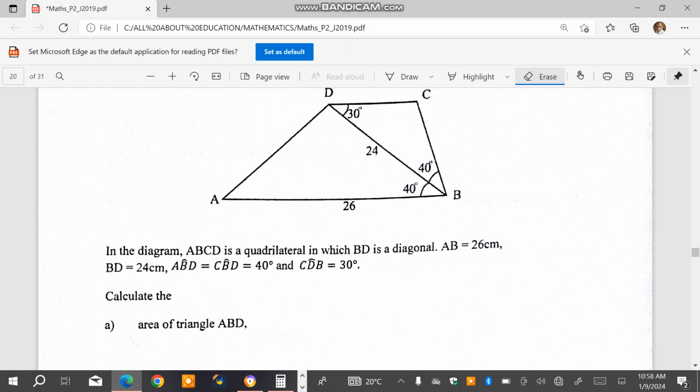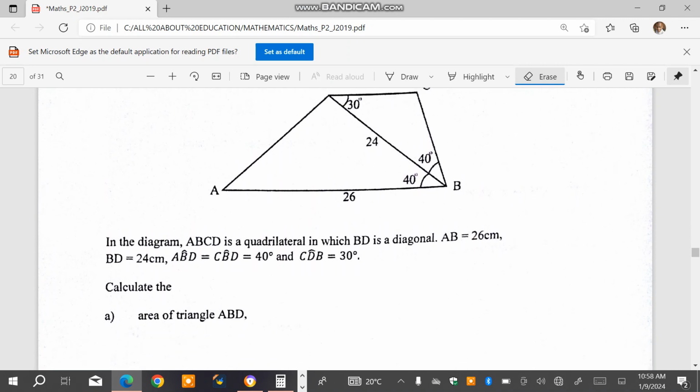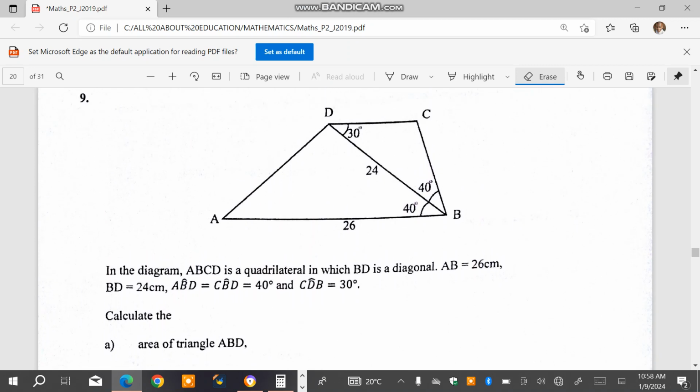Now the first question says: calculate the area of triangle ABD. Let me just assist you on how to calculate the area of triangle ABD. So we are being asked to calculate the area of triangle ABD, this one here. This is the triangle.